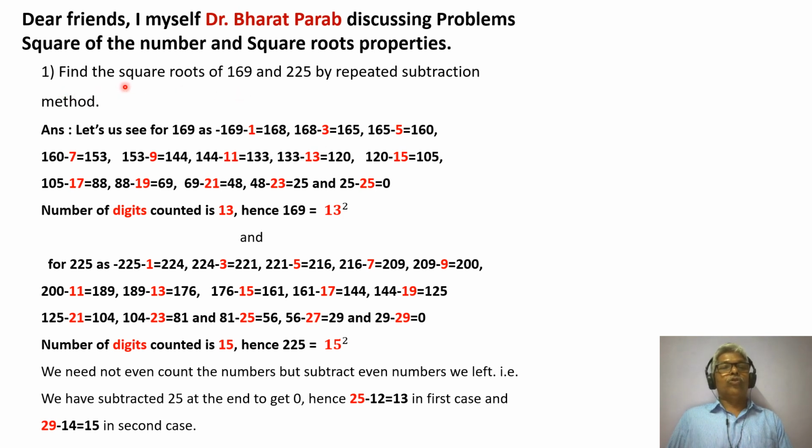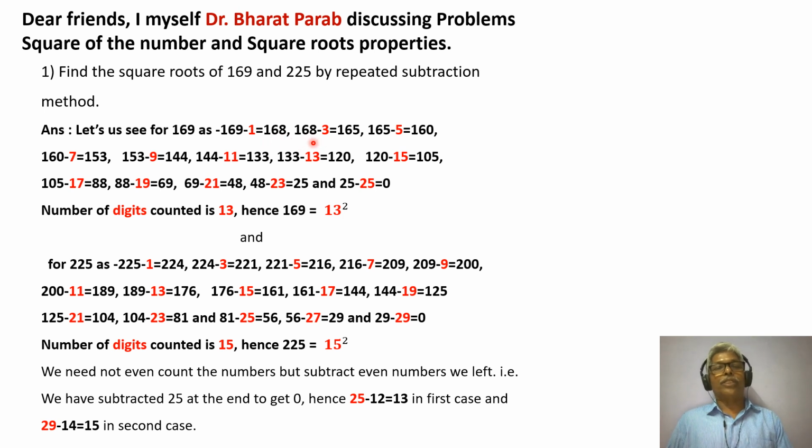So see, this is a problem here: find the square root of 169 and 225 by the repeated subtraction method. Remember this repeated subtraction method. What is this? See here, we take 169 and we subtract all the odd numbers starting from 1 till you get 0. So we start: 169 minus 1 is 168.